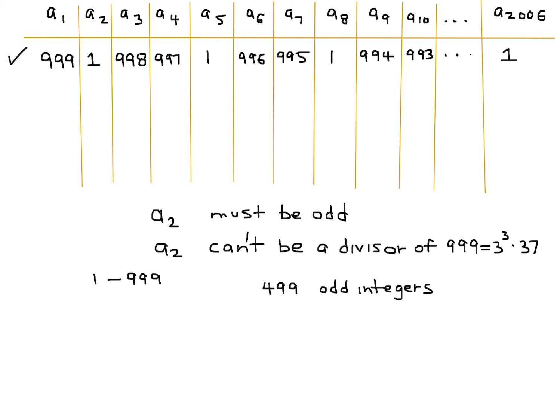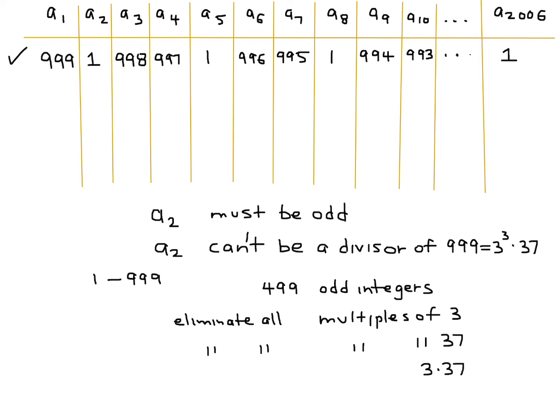So that means we have to get rid of all the multiples of 3. We also have to get rid of all the multiples of 37. Those are the prime factors. And we also have to take in the fact that when we take away all the multiples of 3 and 37, we will have taken away multiples of 3 times 37 twice. So we have to add those back.